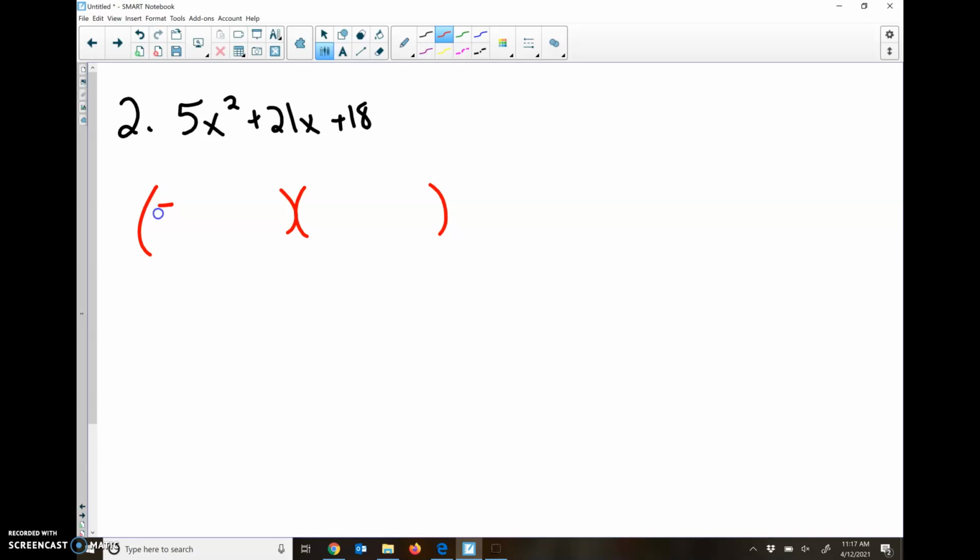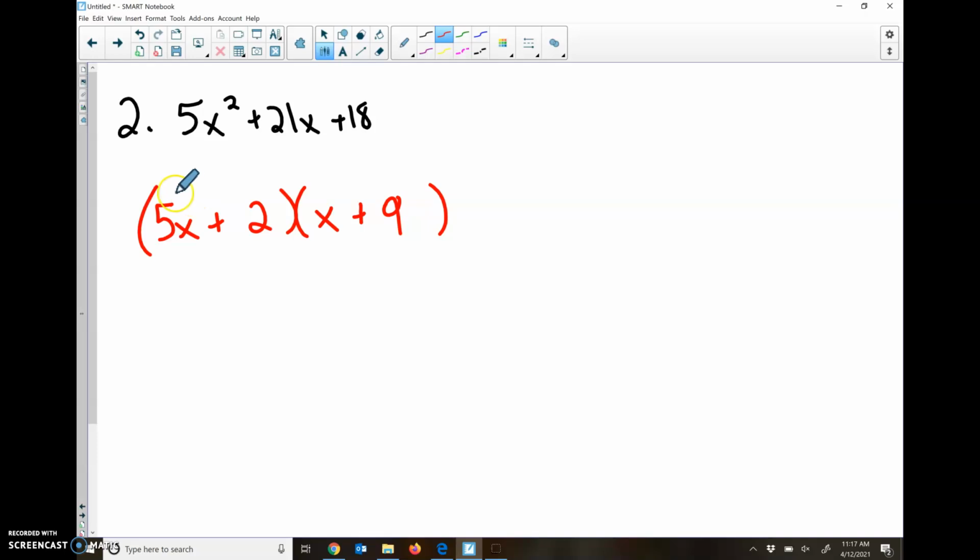So I could do something like 5x and x. That gives me 5x squared. Luckily, that's the only way to get 5x squared. It would stink if it was a number like we'll do later, like 28. There's a couple different ways you can get 28. And then for 18, let's try 2 and 9.